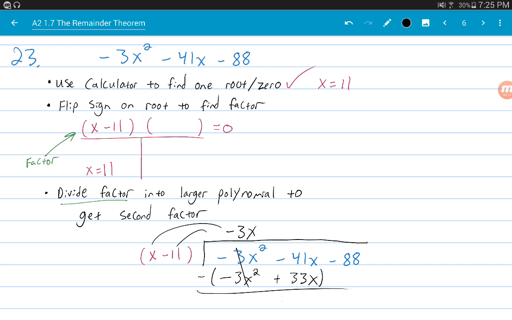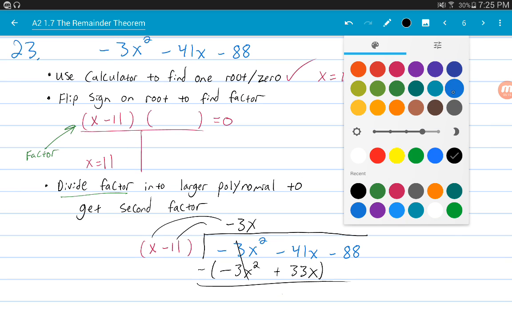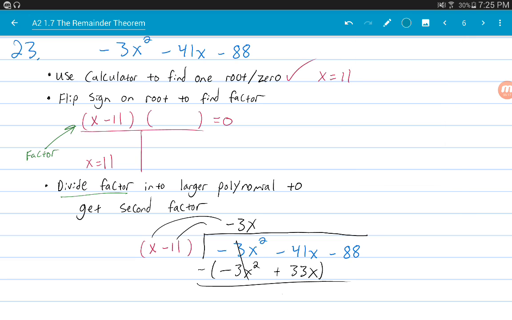Sorry about that, technical difficulty. I paused to fix a mistake and then it didn't turn back on.